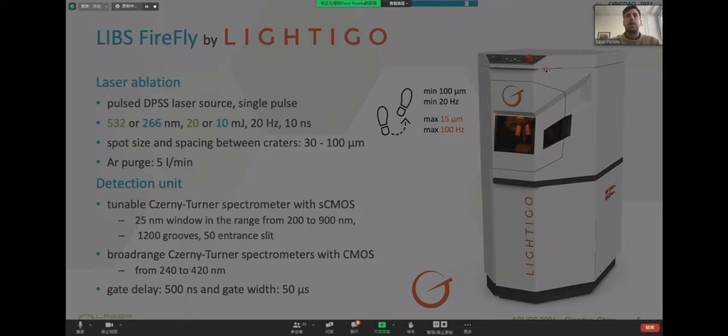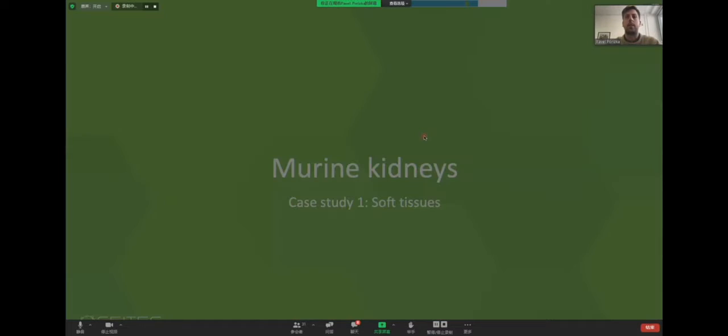What we are using is this LITIGO Firefly LIBS system that basically enables minimum requirements for analysis of 100 microns and 20 hertz repetition rate, but we can reach 15 micron and 100 hertz. Those are the ranges we can use for the laser ablation of soft and hard tissues.